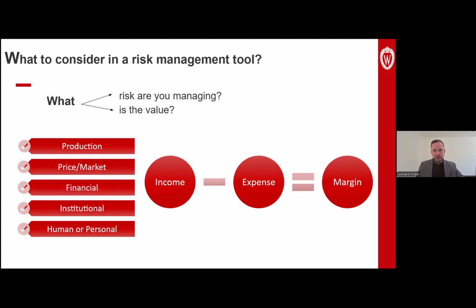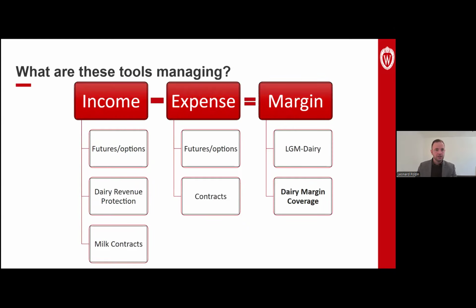So whenever you're choosing a tool of any sort, the big question is, what risk are you managing and what is the value? There's all kinds of risk. There's production risk, market or price risk, financial risk, institutional, human personnel. In the econ world, oftentimes when we think about risk, we think of the income and the expense, which equals the margin, right? Income minus expense is margin. And if we can control the risk of income and if we can control some expense risk, then hopefully we can control some of that margin risk. So what are the tools that we can use to do this? On the income side, we can use futures and options. We can use DRP, dairy revenue protection, and we can use contracting if that's available to you.